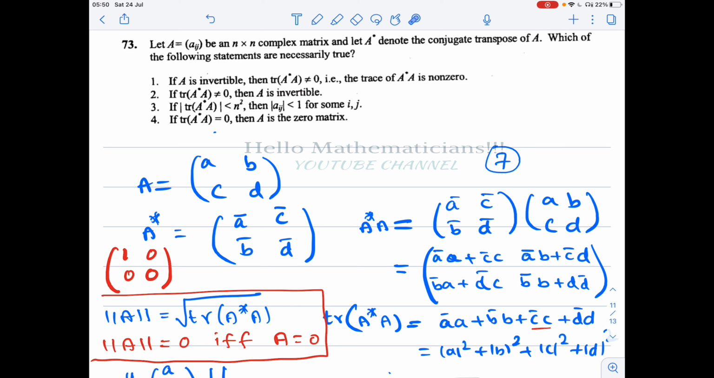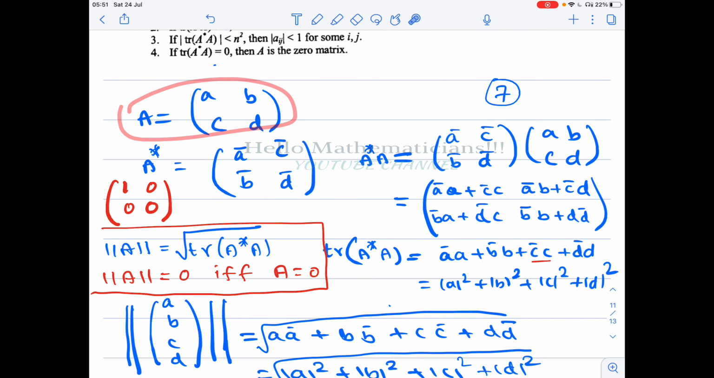Now let's consider this 2 by 2 matrix. Let's understand this number for 2 by 2 matrices. If A equal to [a b; c d], then A star equal to A bar transpose. So first you have to take the bar, then you have to take the transpose. When you take the transpose, these two numbers get interchanged. So we got this matrix A star. Now A star A, if you multiply, you will get this matrix. Now trace of A star A would be the sum of the diagonal entries, that is a bar a plus b bar b plus c bar c plus d bar d.